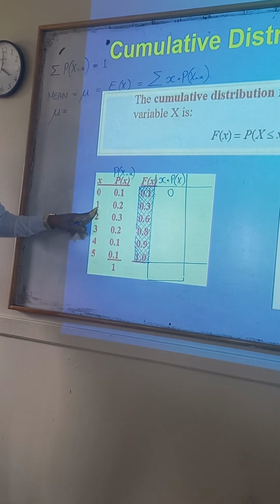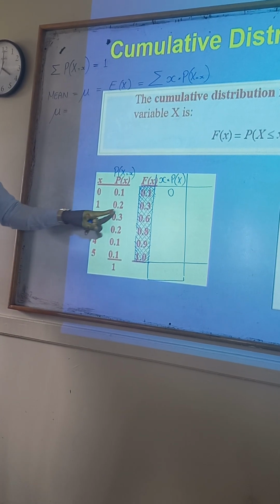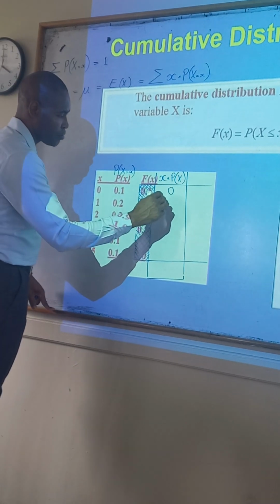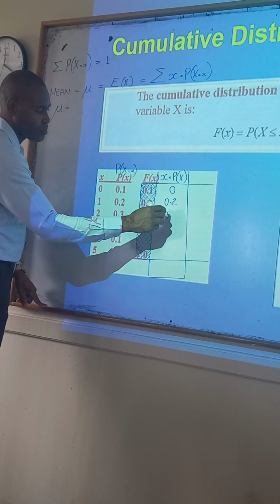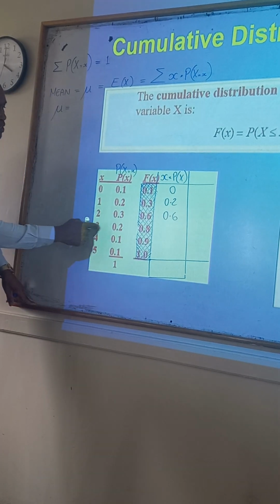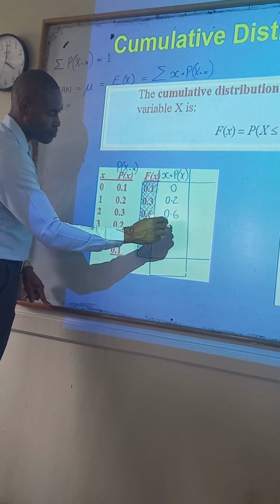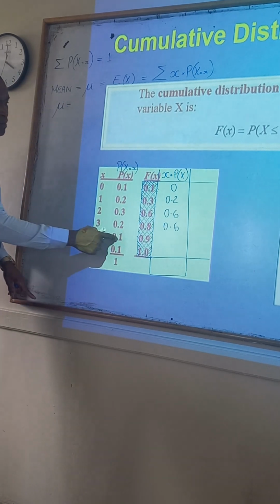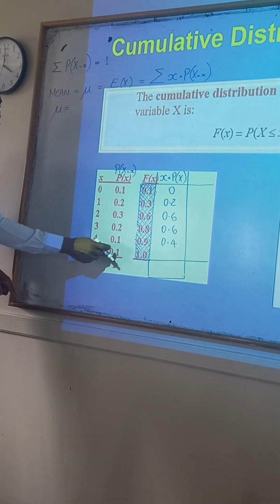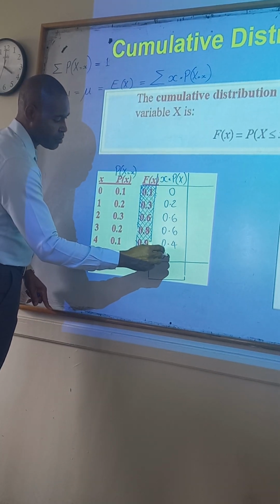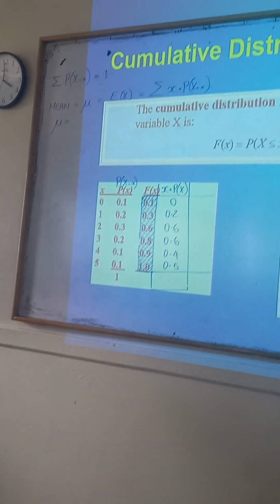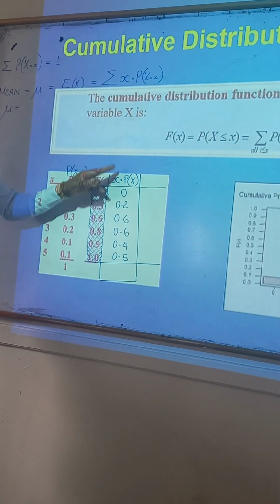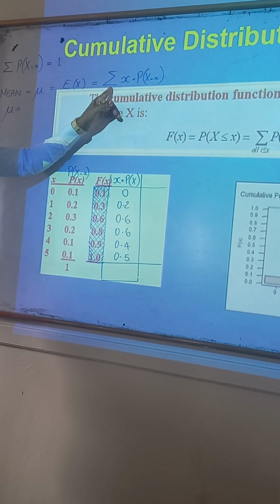Next x value is 1, right? 1 times 0.2 gives 0.2. Then 2 times 0.3. Then 3 times 0.2. And then 4 times 0.1. And 5 times 0.1. And then what are we going to do with all of them? After we multiply, we're going to add them.